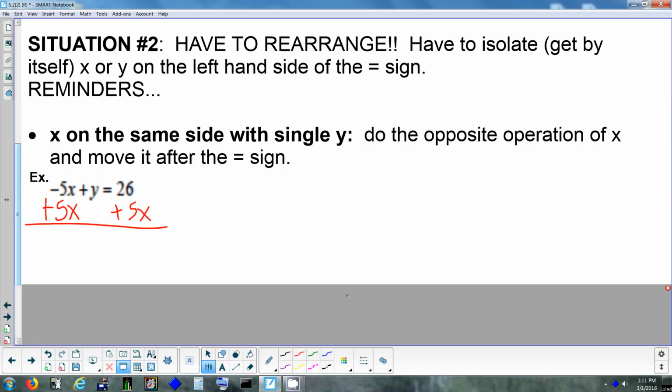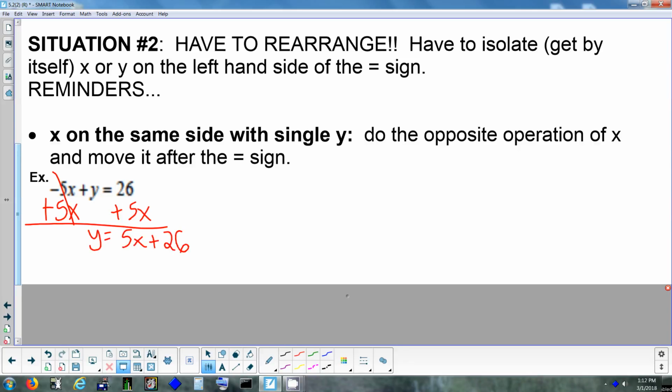On my left-hand side, this cancels out. On my left-hand side, what's left? Y. Just y. That's what I want. I want to get a variable isolated. Equals. Sophia, what am I going to write on the other side? 5x plus 26. Again, here, I'm just showing you guys an example of what it looks like when you have to rearrange. Alright? This would be a good one to get y by itself because there's nothing else attached to y.